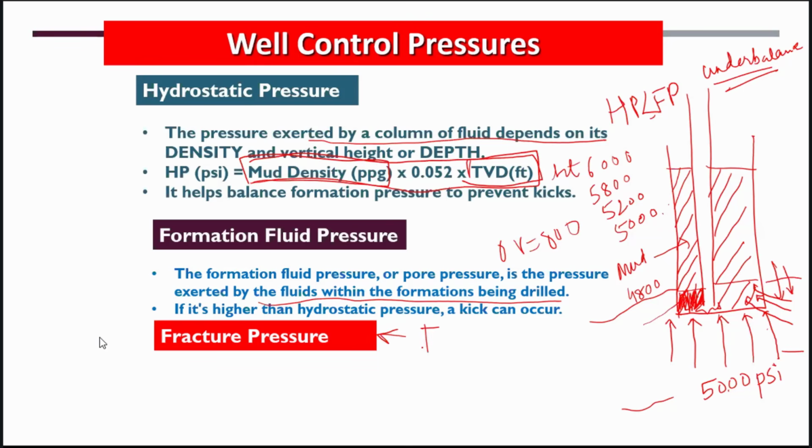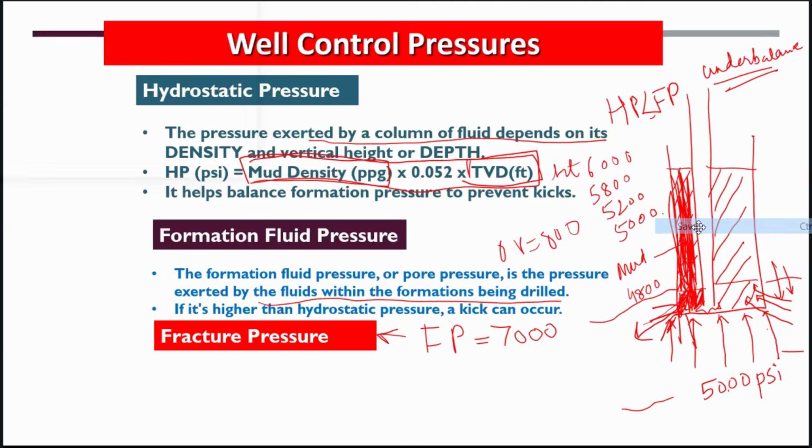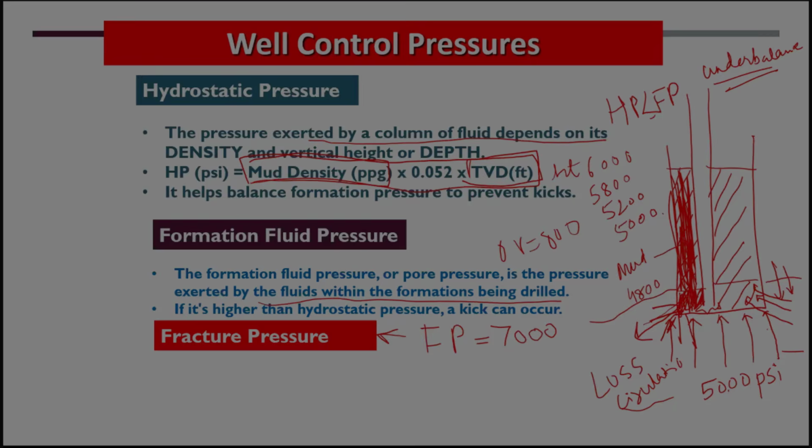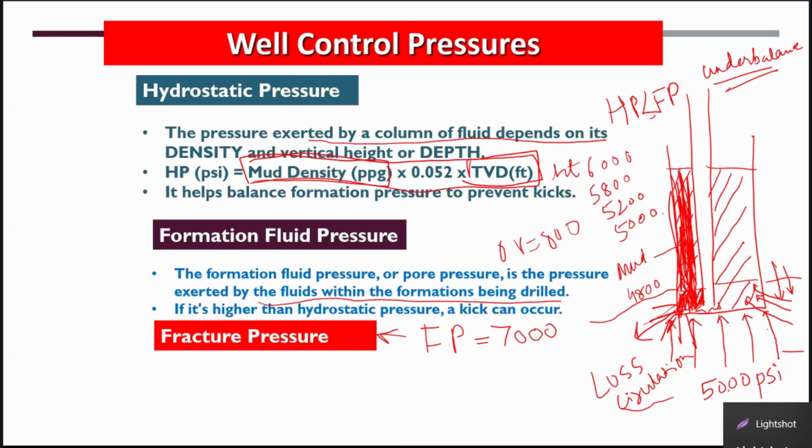Suppose the fracture pressure of the formation is 7000. It means if your mud hydrostatic pressure reaches 7000, what will happen? The formation here will fracture. You will fracture the formation, and whatever drilling fluid is there will get lost in the formation. It is called loss circulation. It means your hydrostatic pressure was so high that it exceeded the fracture pressure of the formation and the mud is lost in the formation.